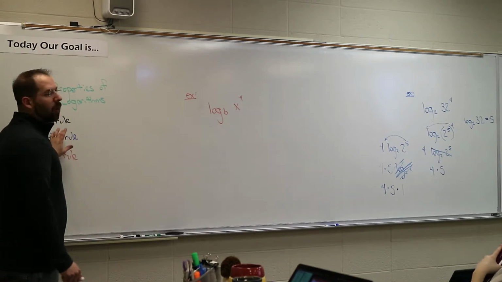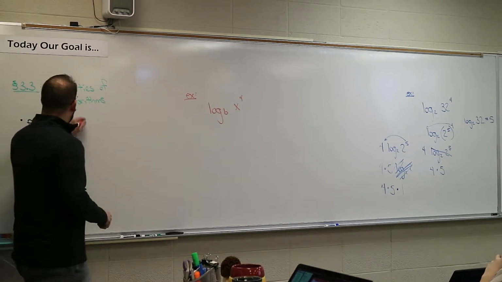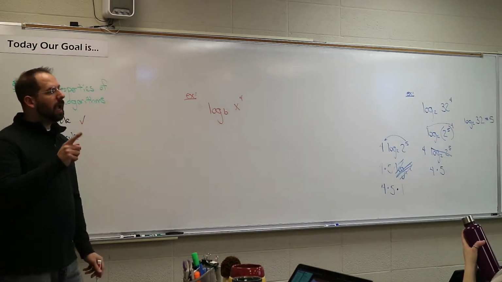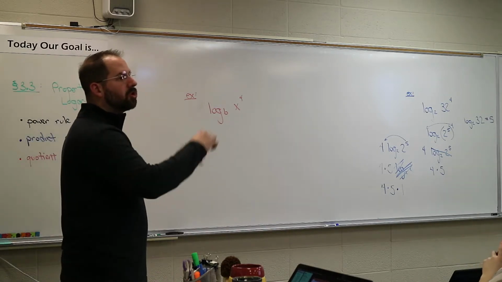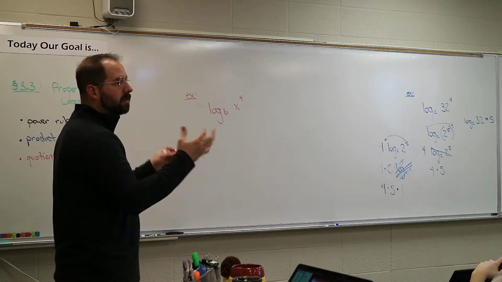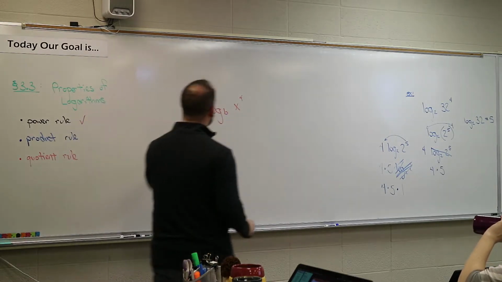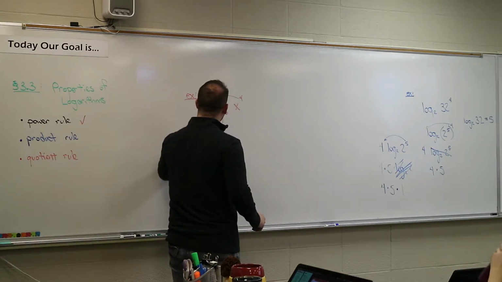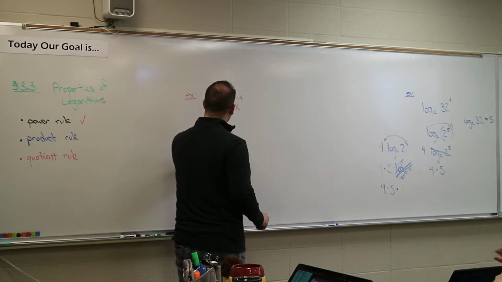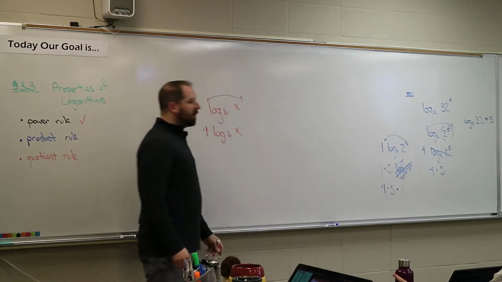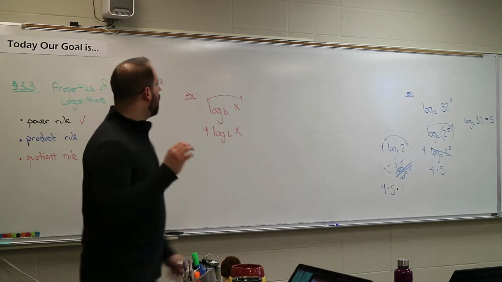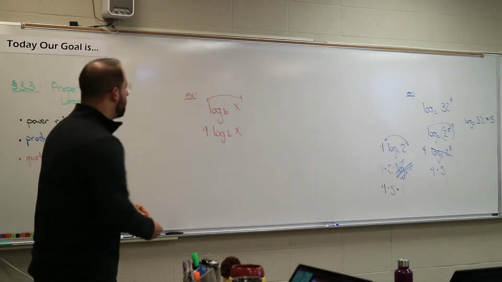Are we good with the whole power rule? Okay. We're going to come back to that later, and the idea is we're going to mix that in with the larger problems when we start mixing all of these together. So just remember, if it has a power, you're allowed to drop it out front. So you guys are right. You drop the 4 out front, and this is really the only thing you could do. Log base b of x with the 4 out front and we multiply.